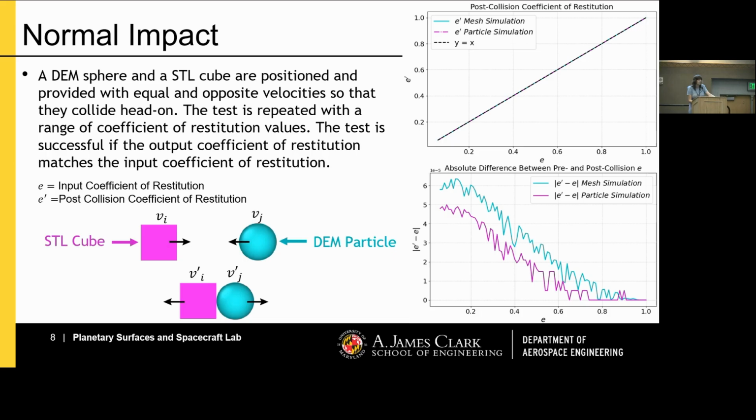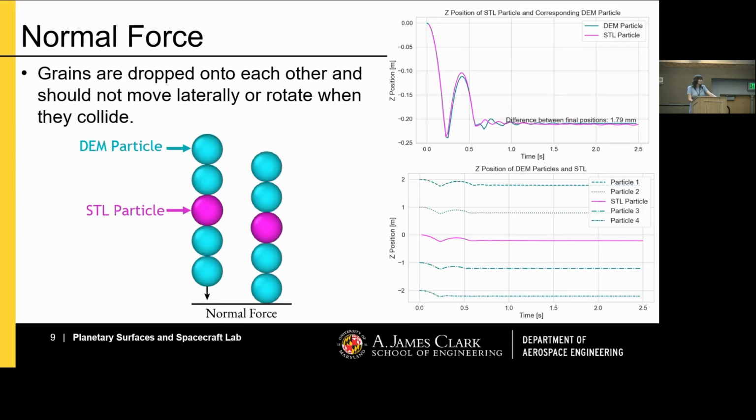Something interesting to note in the graph on the bottom right is there's a subtle difference between the pink line, which is our DEM particle only simulation, and the blue line, which is our DEM particle mesh cube simulation. It's not a significant difference. It's on the order of 10 to the -5, but it's notable, and I will tell you about that later.